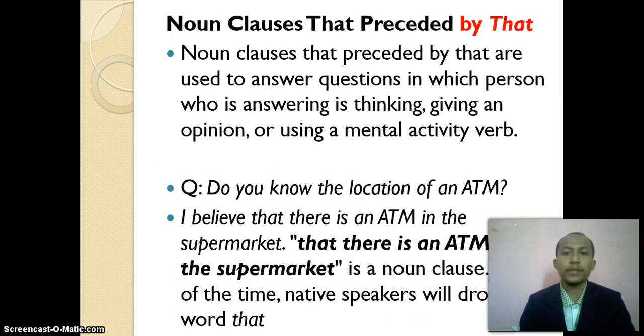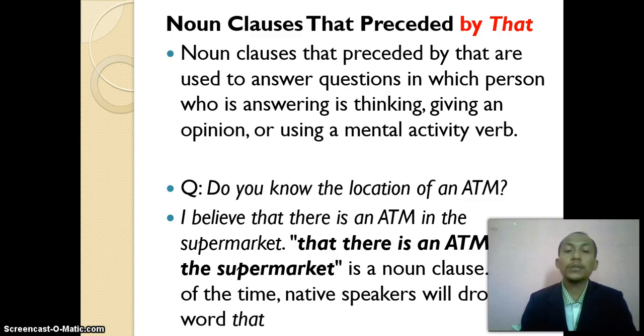We continue then. Noun clause that is preceded by that, noun clause yang diawali oleh that. You can read the explanation that a noun clause preceded by that is used for thinking, giving an opinion, or using mental activity verbs, and so on.